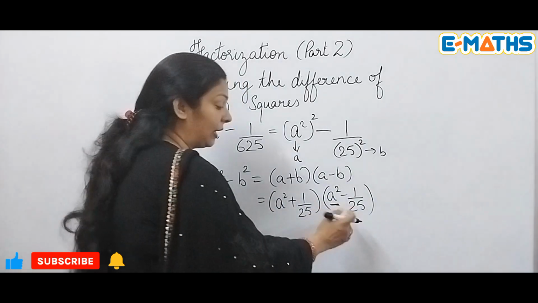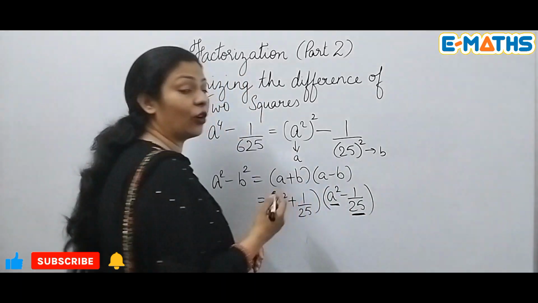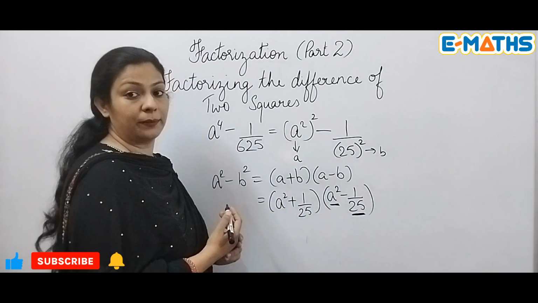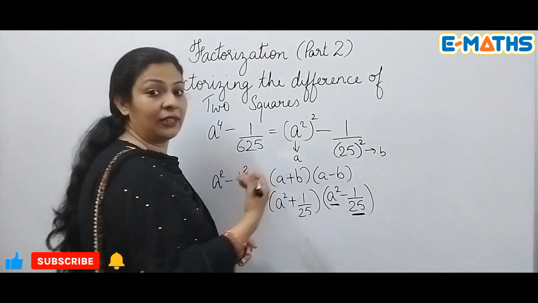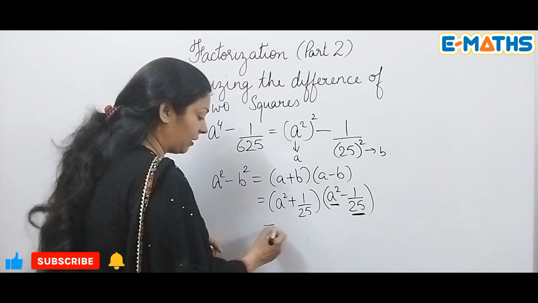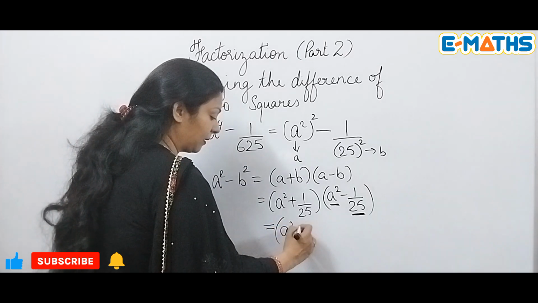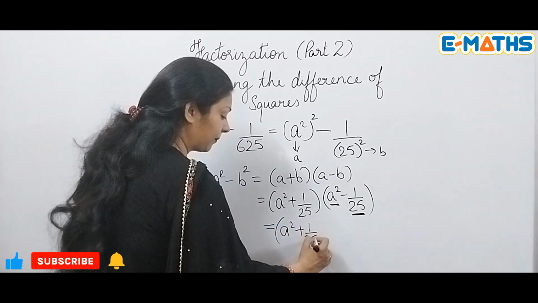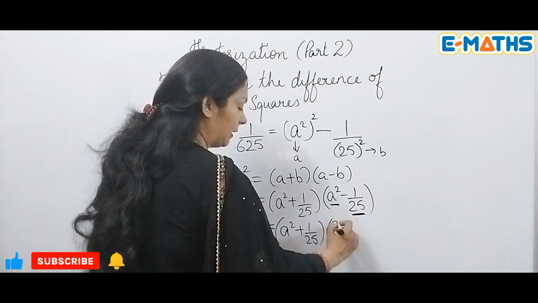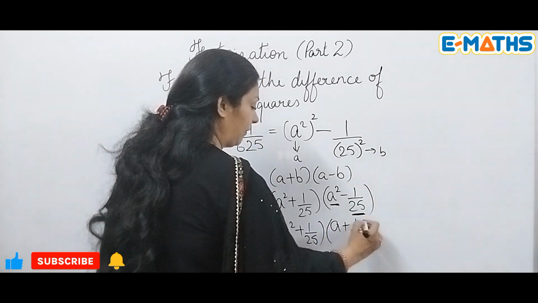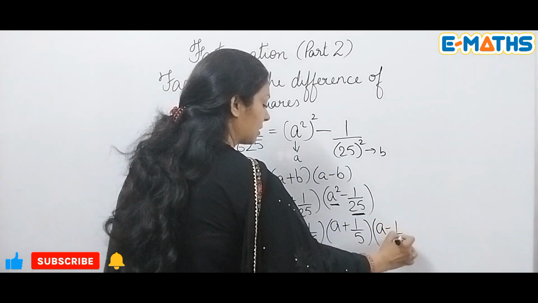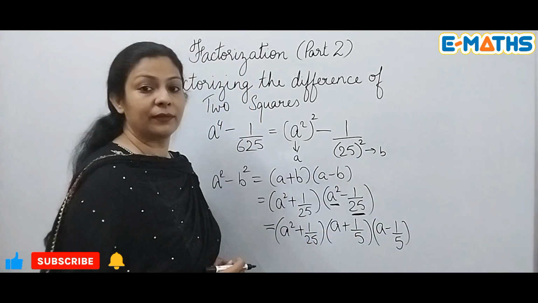Because a has a power 2, and even this 25 can be written in the form of 5 square. So this can be factorized further. So our answer will be a square plus 1 upon 25, and here it will be a plus 1 upon 5 and a minus 1 upon 5.